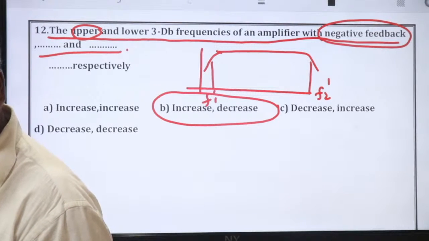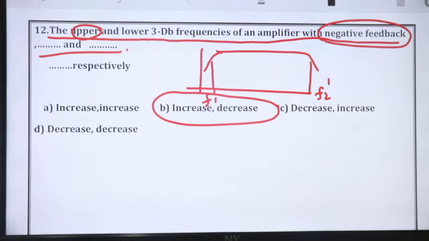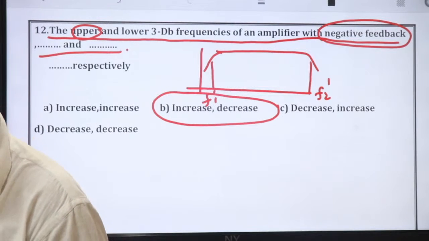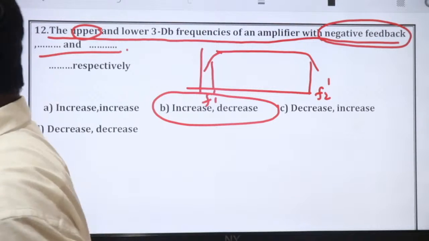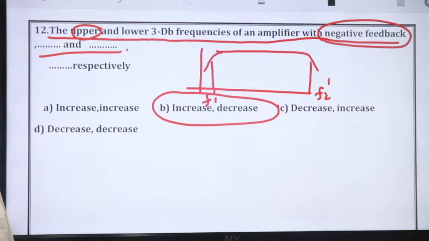Pooja, this question you asked me doubt in the long back. Okay, ma? Everyone is understood?